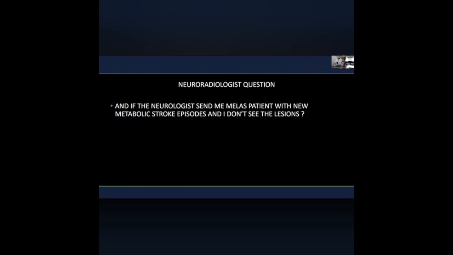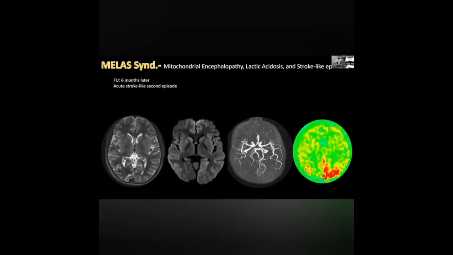A neurologic question: if the neurologist sends me a MELAS patient with new metabolic stroke episodes and I don't see the lesions, so the patient is coming again, seizing, with concern for a new stroke episode, and we go to the brain, the standard T2, FLAIR, diffusion, and you don't see the cortical lesions. Remember the importance of the advanced techniques.